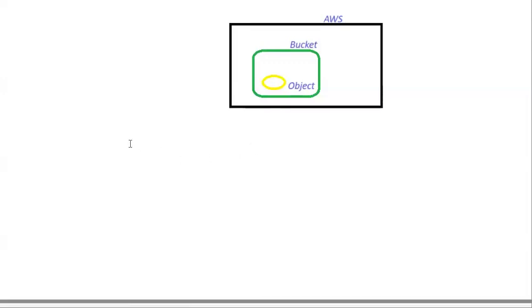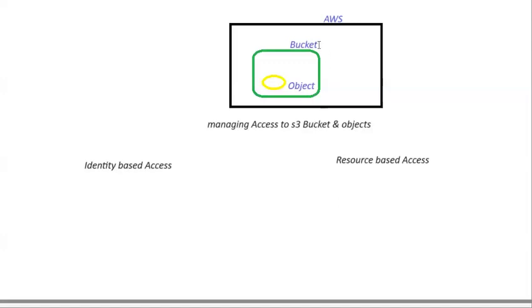In AWS, we can manage access to my bucket or object in two ways. Particularly for an S3 bucket, we can manage the access in two ways. The first one is identity based access and the second one is resource based access. So how can I provide access? I can provide access in two ways. The first one is identity based access.